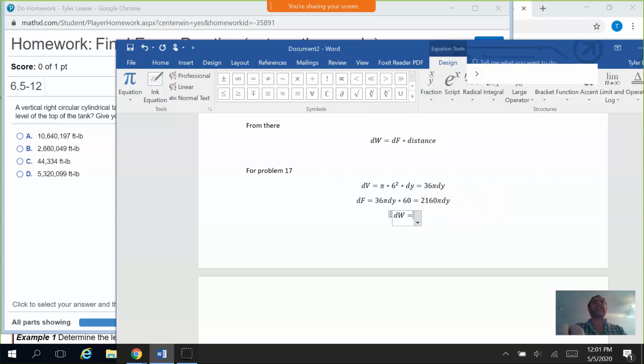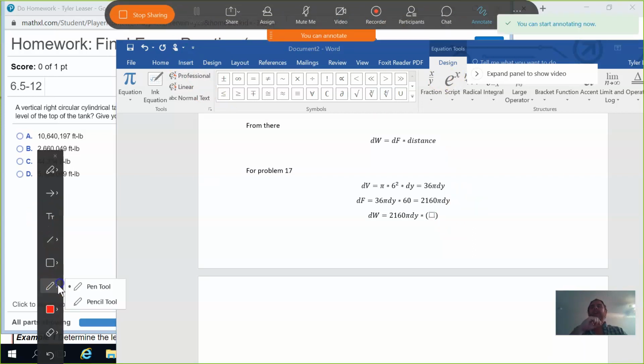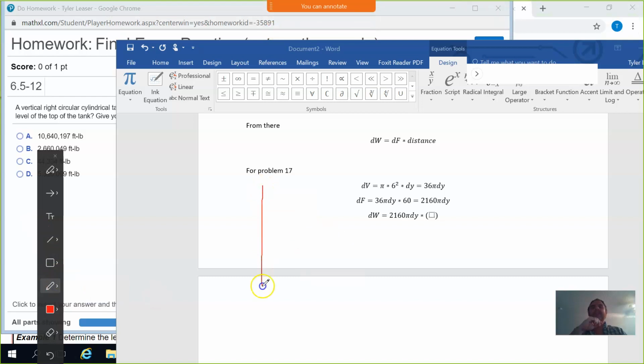From here, we're going to find the amount of work it takes to remove the slice. That is taking the weight of the slice, the 2,160 pi dy, and multiplying it by the distance to remove it. I need to draw something here. It kind of depends on how you set up your system. I would recommend setting it up so that the bottom of the container is at the origin on the y-axis. Great, so there's my container.